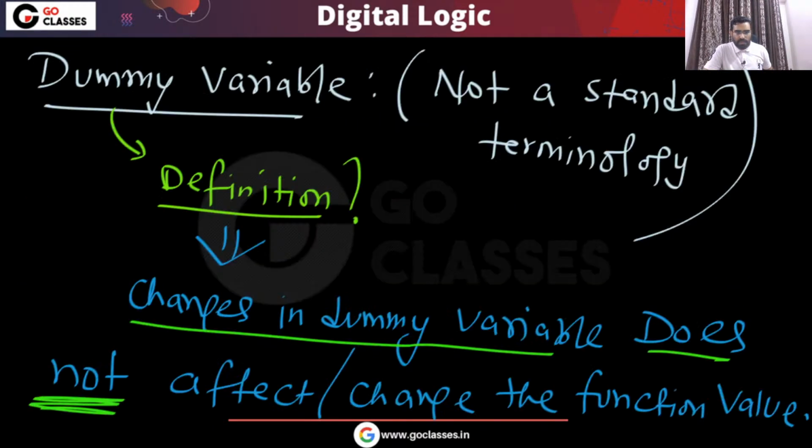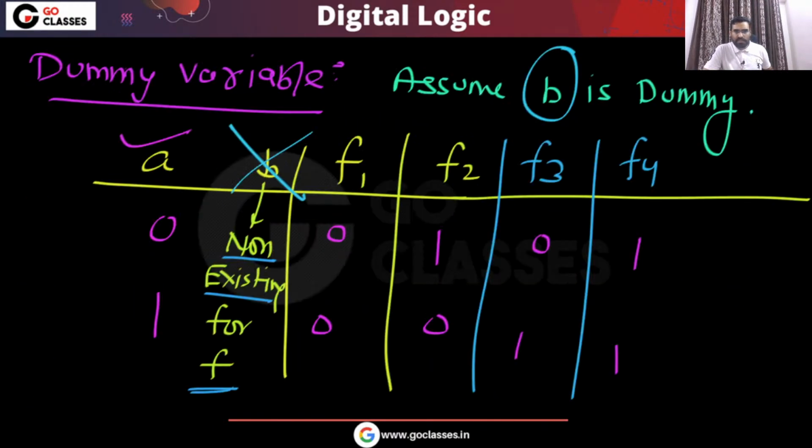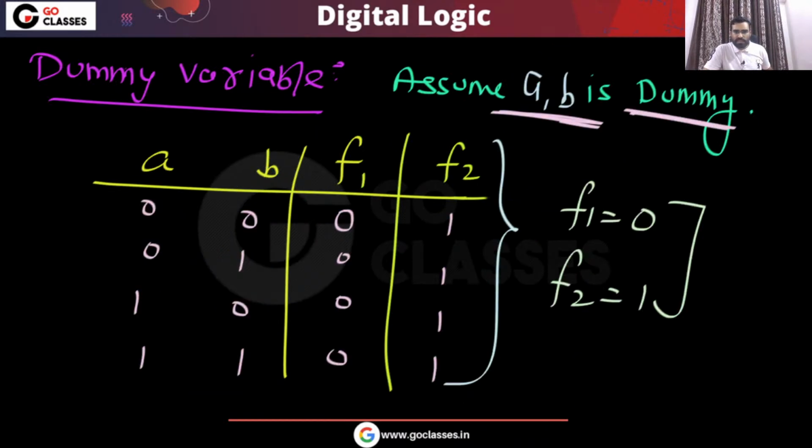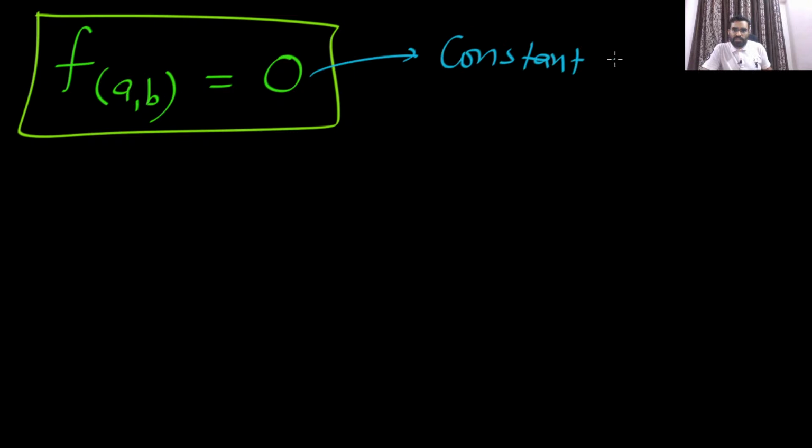In this function, can you notice, look at this function, f(a,b) equal to 0. This function is always 0, right? Look at this function. This function is always 0. This is a constant function. This is your constant function. This function is always 0.